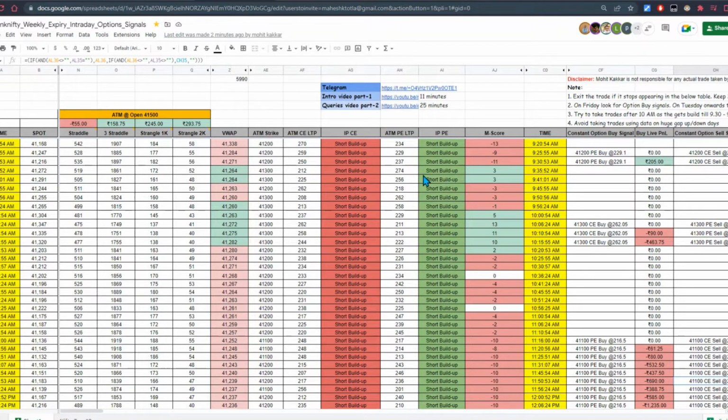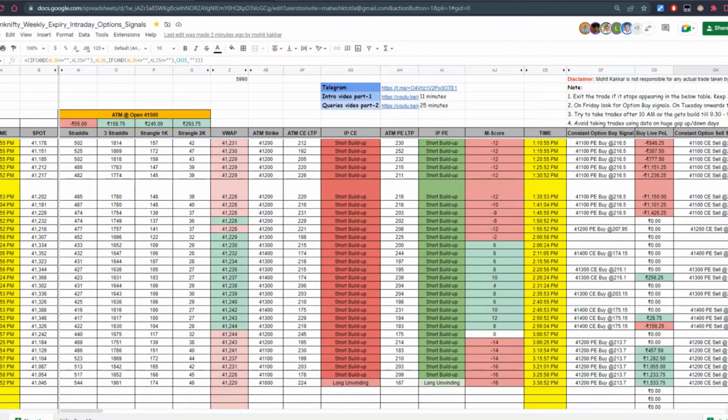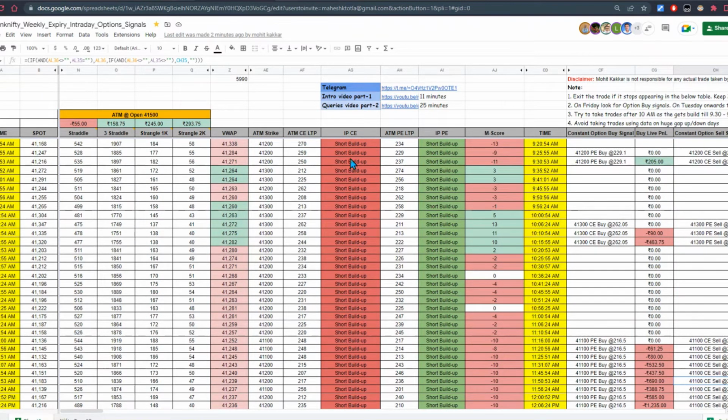And then last, I also look at the data. I'll start from the data first because that's what the sheet is all about. As you can see here, column AG and column AI, right from the very start we see short build up till the end. That means on both call and put sides, throughout the day there was heavy writing going on.